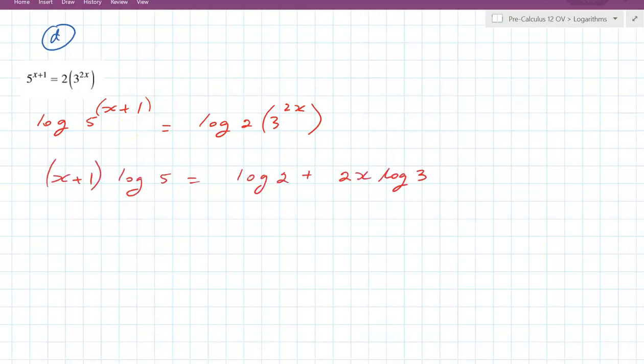So this is what you will get. We have this x plus 1 comes to the front, and then log of 2, that's a multiplication, that means addition, right? There's a multiplication in there, that means addition, and then the 2x comes to the front as well, and that's what you will get.